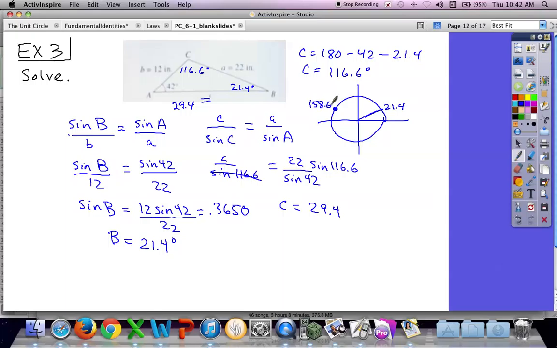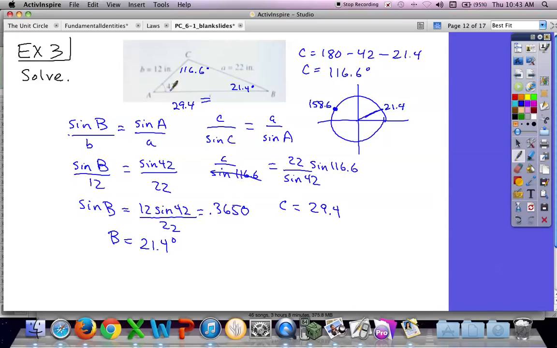Now notice that angle, 158.6, and the A that you were given, 42. Together, they're more than 180. So you know we can't have two triangles. We can only have the one. The one that we got here is the only one that we've got. So whatever angle you get, you need to check whether the obtuse angle would be small enough that when you add it to A, it's still less than 180. If it is, then you've got the two triangle scenario. If not, then you've got this scenario.